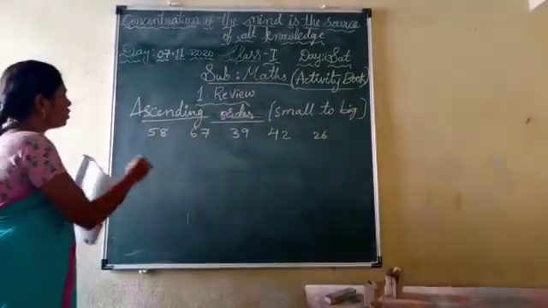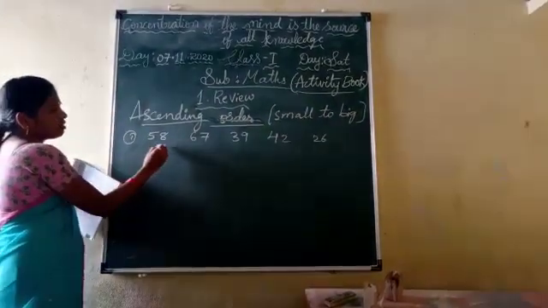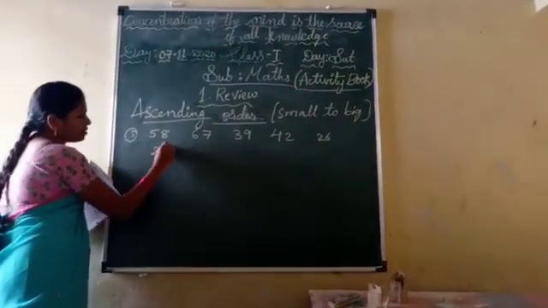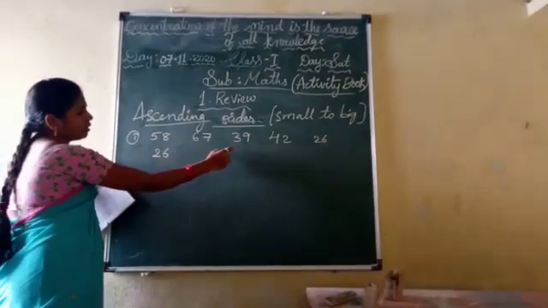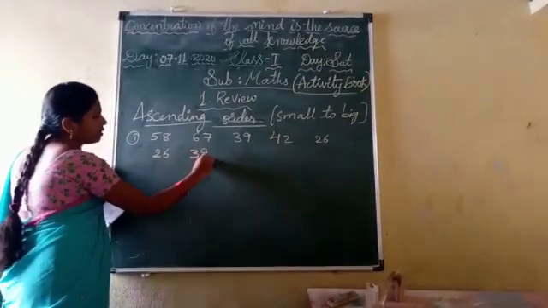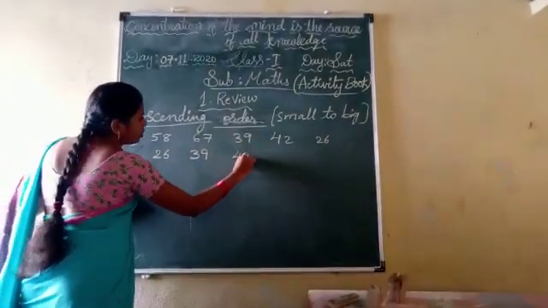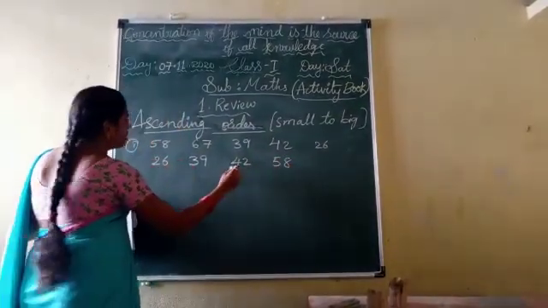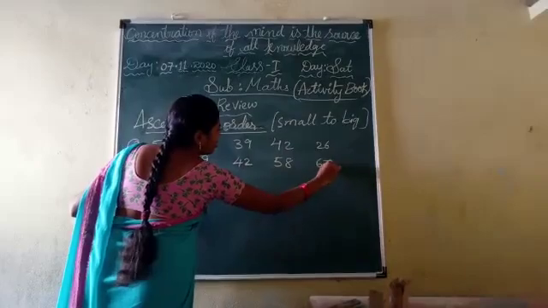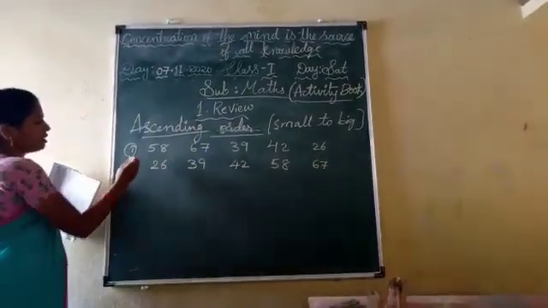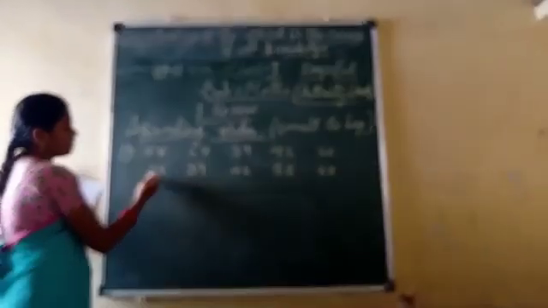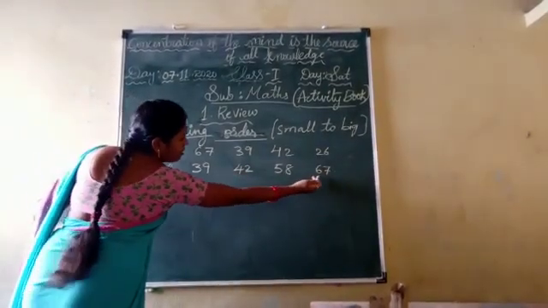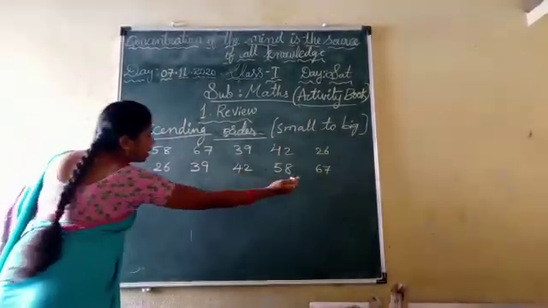So in this row, which number is small? 26. Next 39. Next 42. After that 58. After that 67. So we write these numbers in ascending order: 26, 39, 42, 58, 67. Small number to big number.